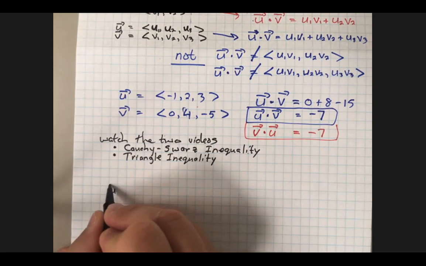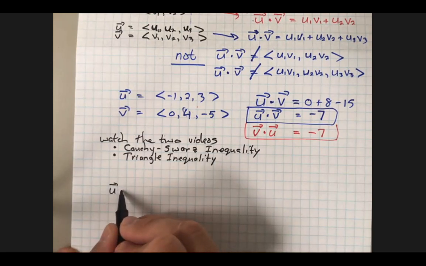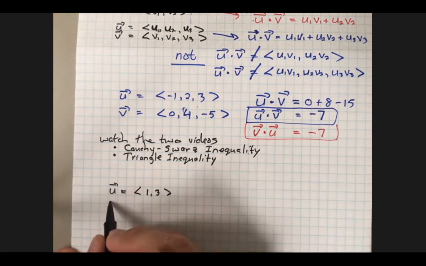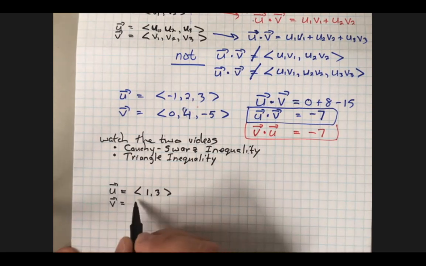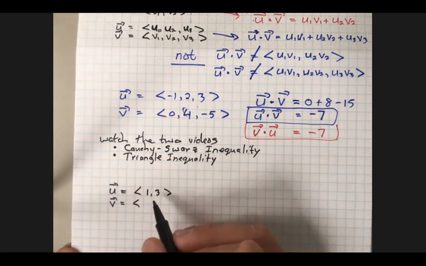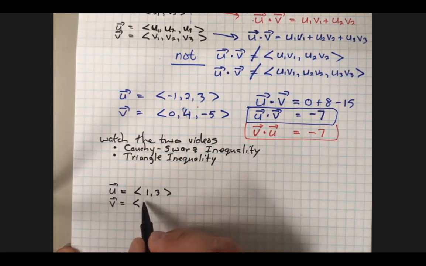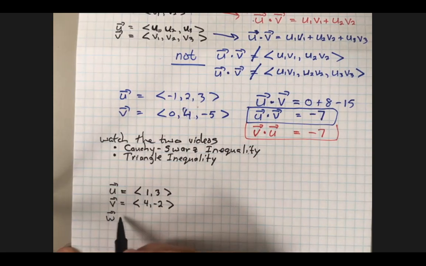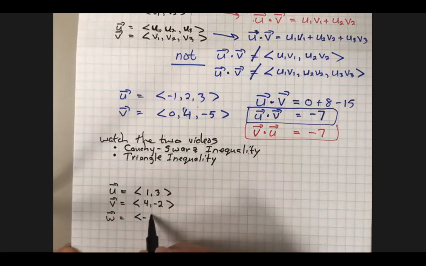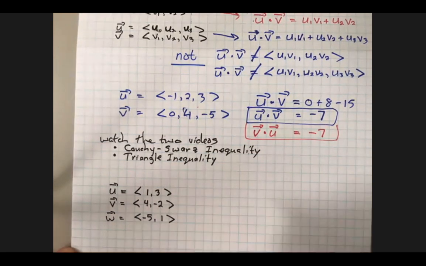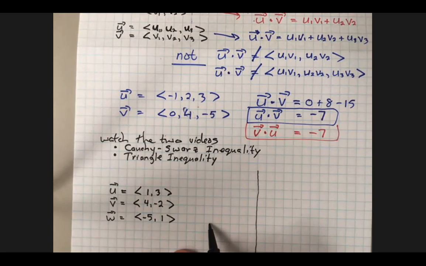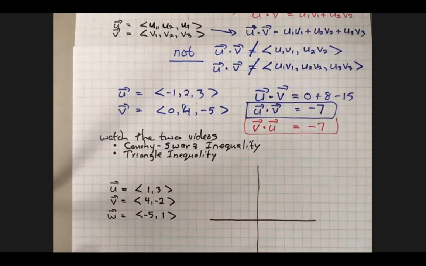Let's try another dot product. How about U is 1, 3, V is, let's just slim down to two dimensions right now, 4, minus 2, and W is minus 5 and 1. And let me draw those things on a clean coordinate axis. In fact, I think I want to add another vector, U, V, W.